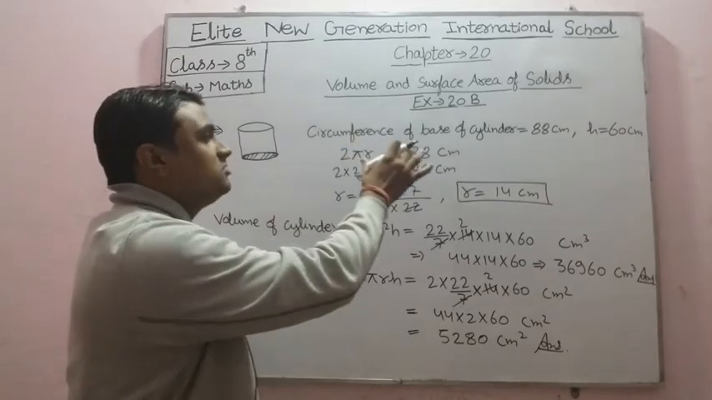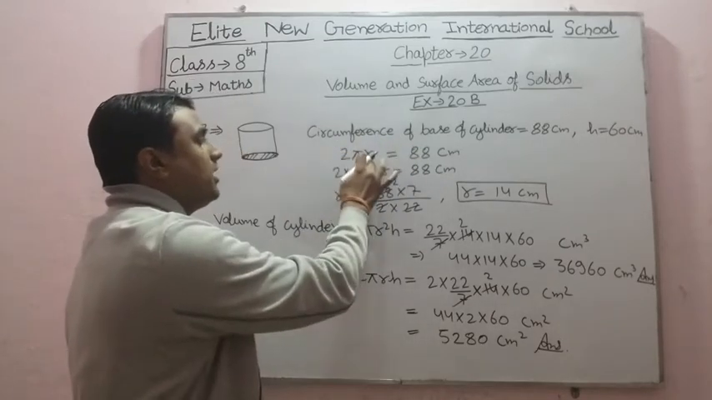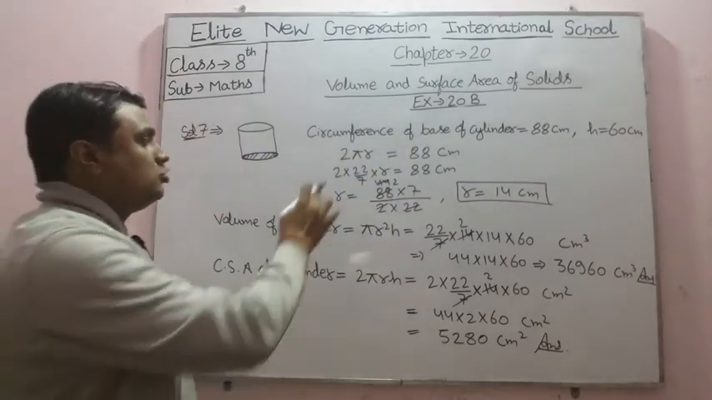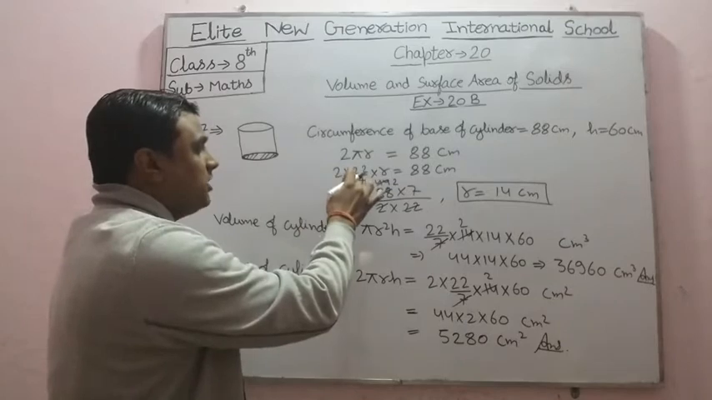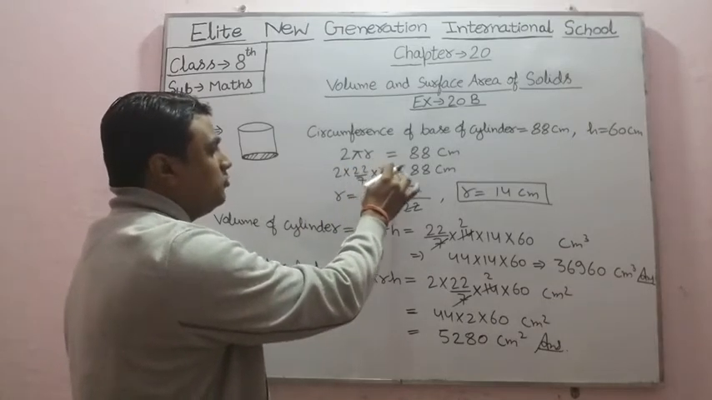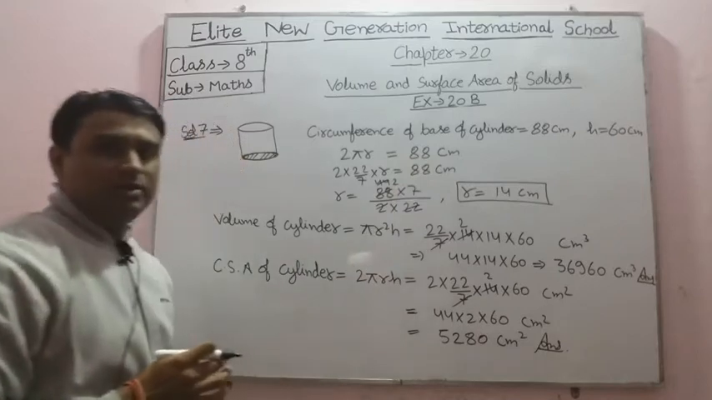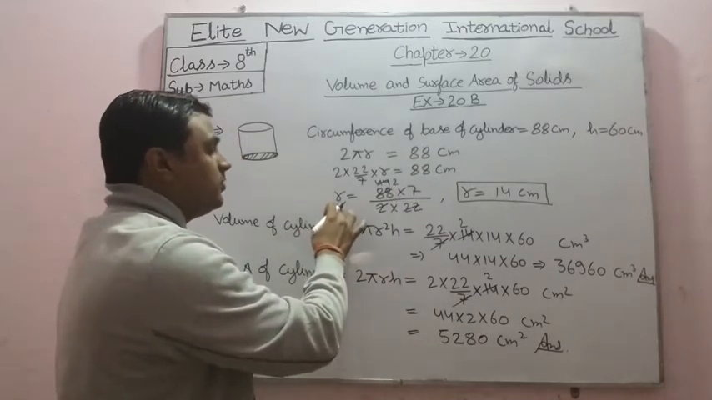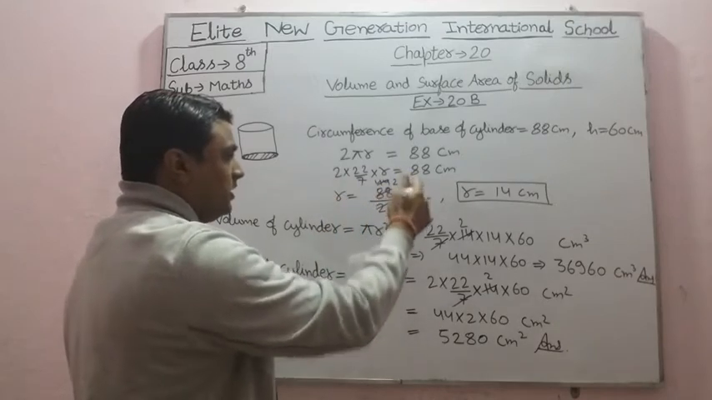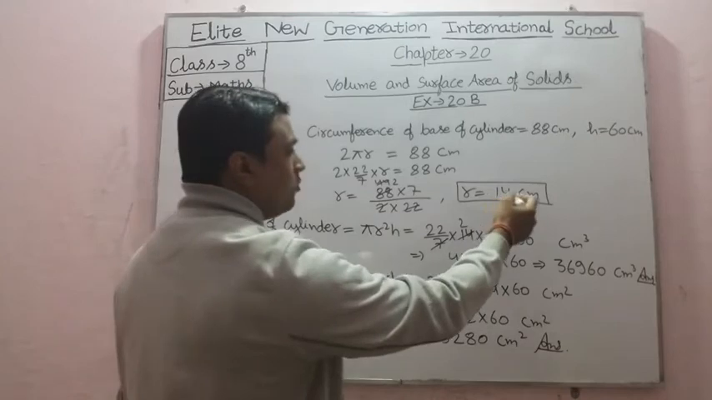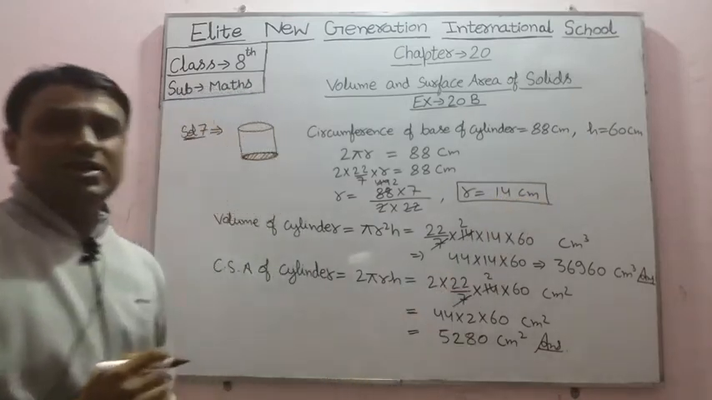So the circumference of the base of a cylinder is given by 2 pi r. So 2 pi r is equal to 88 centimeter. Now in place of pi we can write 22 upon 7. So 2 into 22 upon 7 into r equals 88 centimeter. By solving this we can find the value of r. By cross multiplying, r will be equal to 88 into 7 upon 2 into 22. So by solving, r or radius will be equal to 14 centimeter.